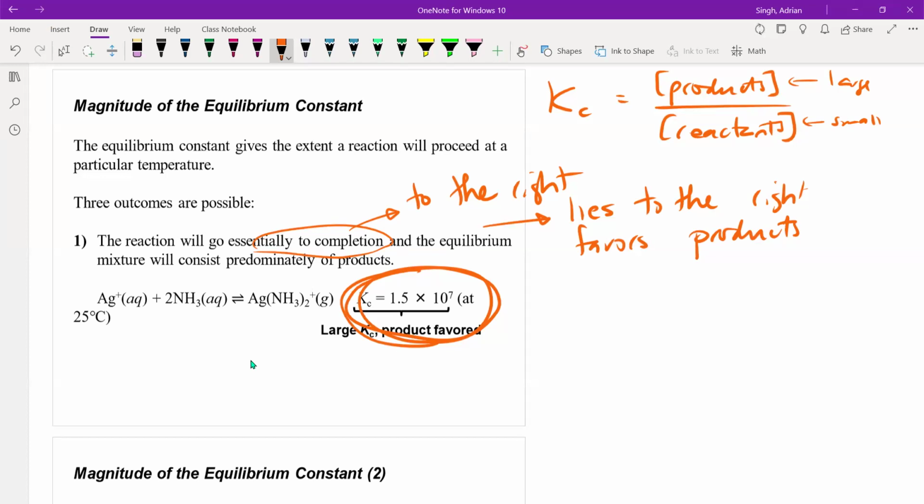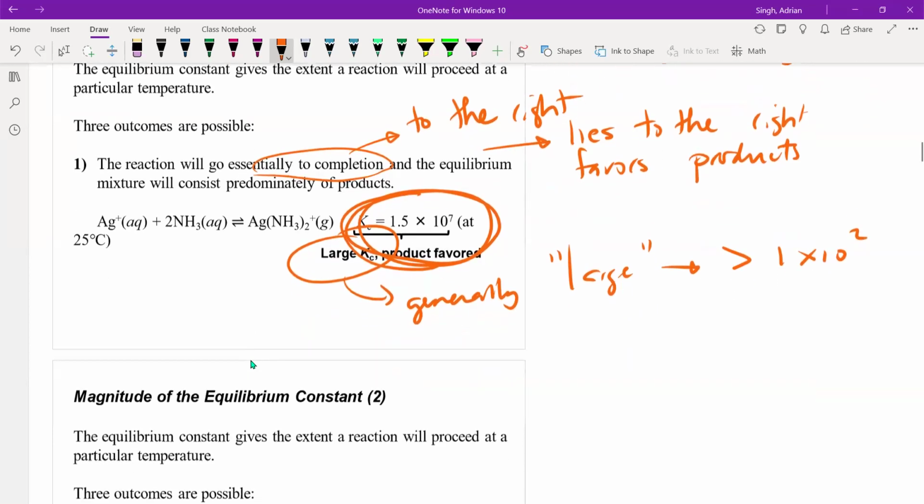So what constitutes a large Kc? Generally, these are subjective things, but we can use some guidelines to help us. We can say a large value and a small value are as follows. Something that is greater than about 1 times 10 to the 2, that's 100, for the Kc would constitute a large value, meaning that equilibrium lies to the right, favors the products.